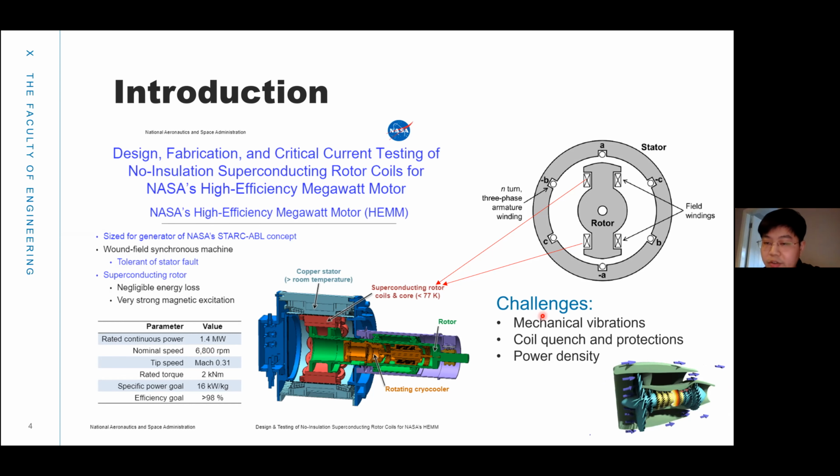The challenge of using an HTS coil in the rotor is the mechanical vibration in the machine. We need to study coil quench and protection, and we also need to improve the power density.